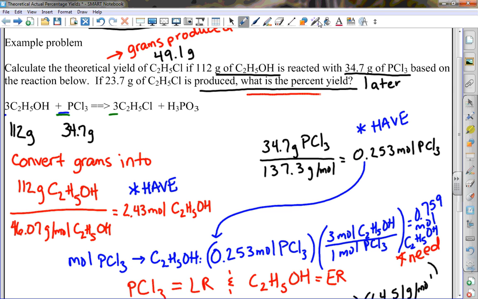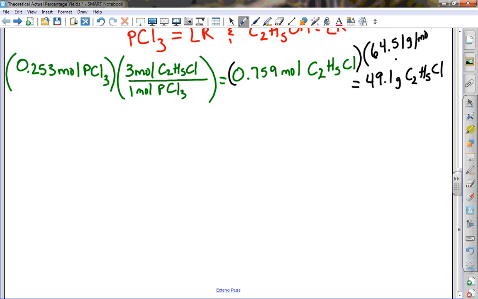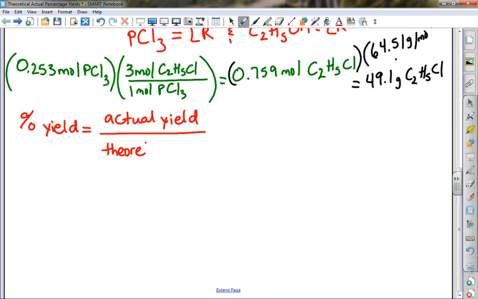The second question: what is the percent yield? Okay, so here we are. It's later. We're going to do that now. You need to understand the equation for percent yield, which is simply that percent yield equals the actual yield divided by the theoretical yield. That whole thing is simply multiplied by 100. So let's fill in what we got here.